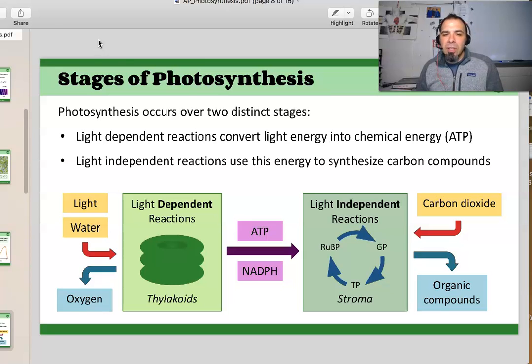There's your light-dependent reactions. You're producing ATP and NADPH. NADPH is a carrier molecule, and I'll talk more about this in class. And then we go into our light-independent reactions. You have RuBP, GP, and TP. Essentially, those are just abbreviations for some compounds. It all occurs in the stroma, but ultimately what's going out is organic compounds, and that's where the carbon dioxide goes in. It goes in during the light-independent reaction.